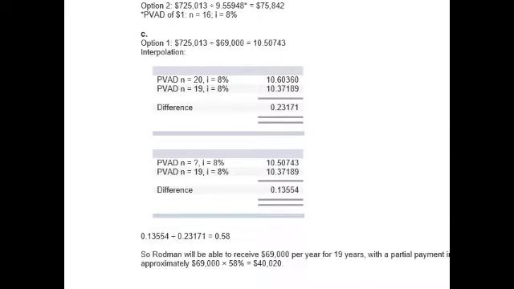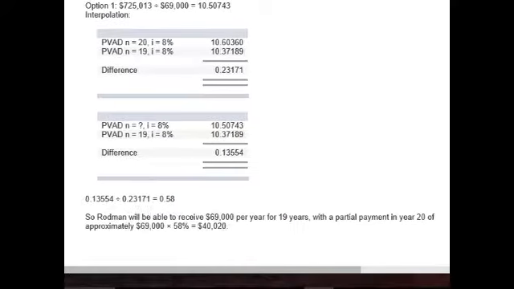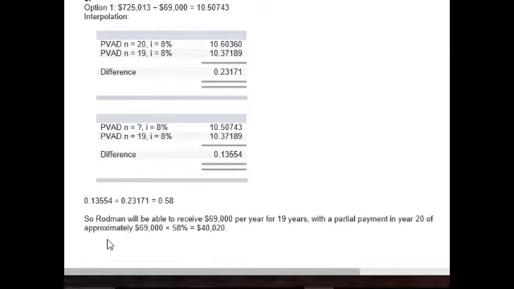Down here, they give you information. So the guy will be able to receive 69,000 per year for 19 years, with a partial payment in year 20 of approximately the remaining amount they calculated, because the rate was in between the 19th and 20th year.